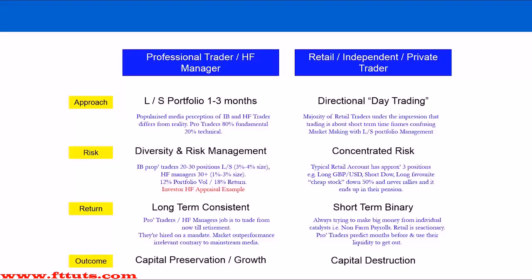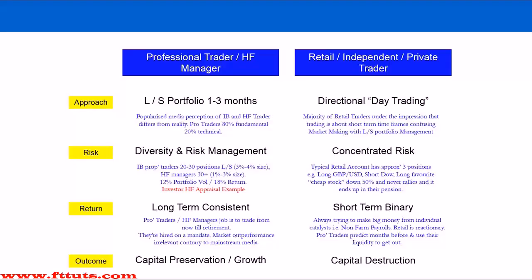He creates portfolios where he's got 20 to 30 positions long and short. So 20 to 30 positions long short, and everything is 3 to 4% position size in the portfolio. He's got a volatility cap of 12% and targets 18%. And his track record is he's been around for 7 years and he's made money 5 years out of 7. Then I want you to imagine number two turning up for the interview.